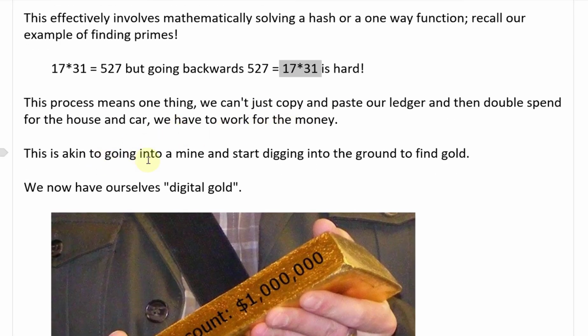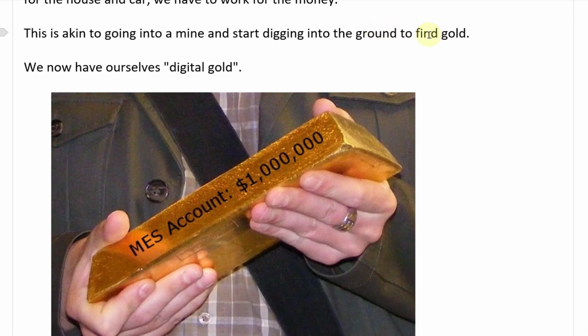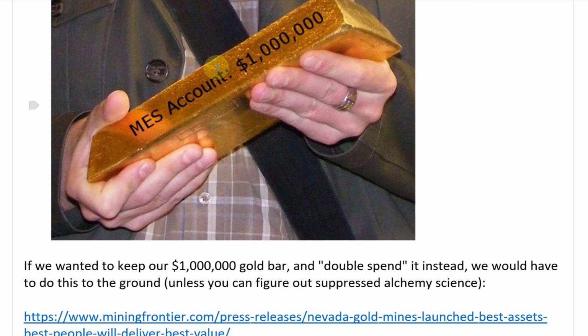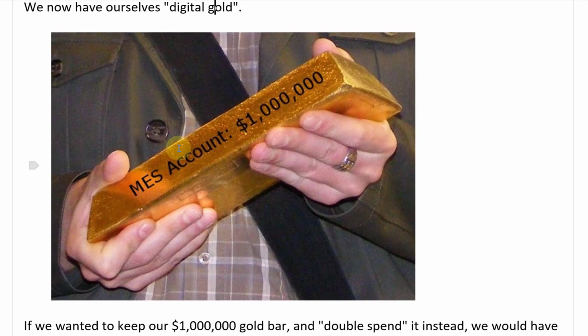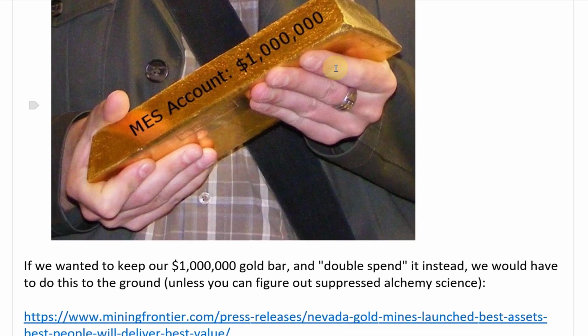This is akin to going into a mine and digging into the ground to find gold. We now have ourselves digital gold. So this is the only way we can get this $1 million. We have to go and dig into the digital mine. So this is what we have so far. So MES account, $1 million, and this is a bar of gold.